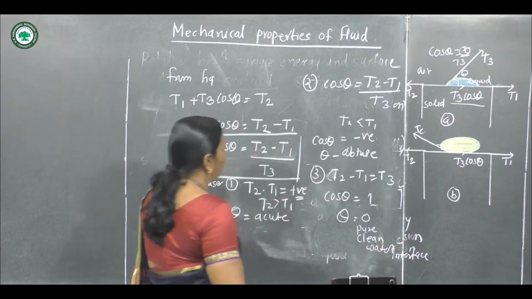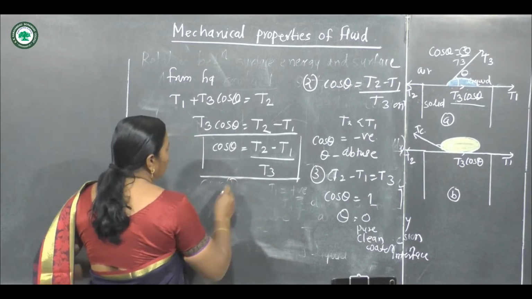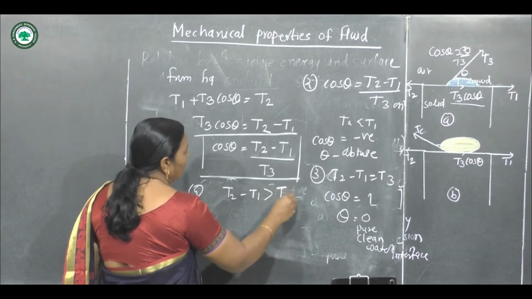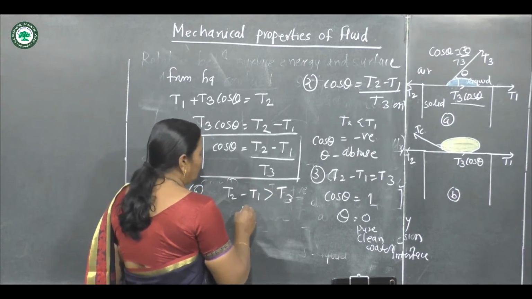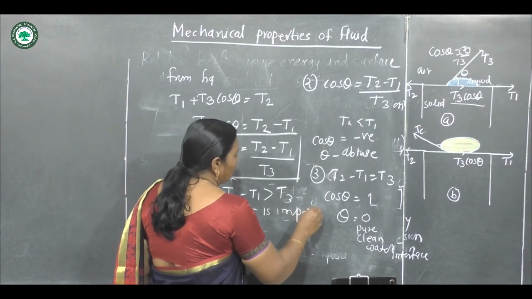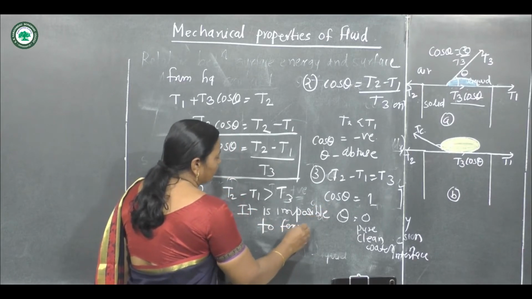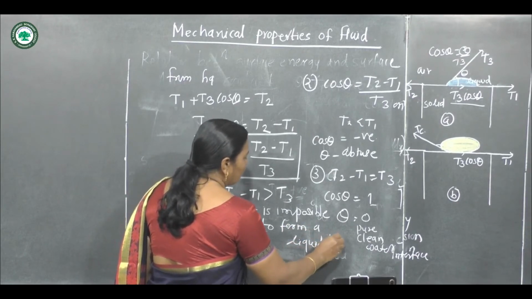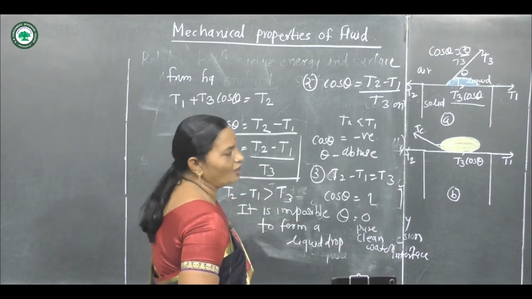Now the last case, in the last case, suppose we consider T2 minus T1 is greater than T3, that is, the ratio is greater than 1, and a liquid drop cannot be formed. It is impossible to form a liquid drop. These are the 4 cases for the angle of contact.